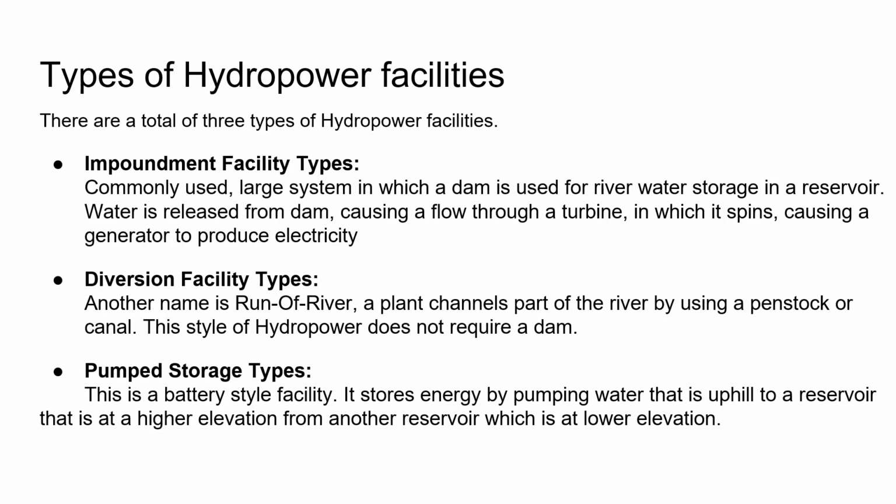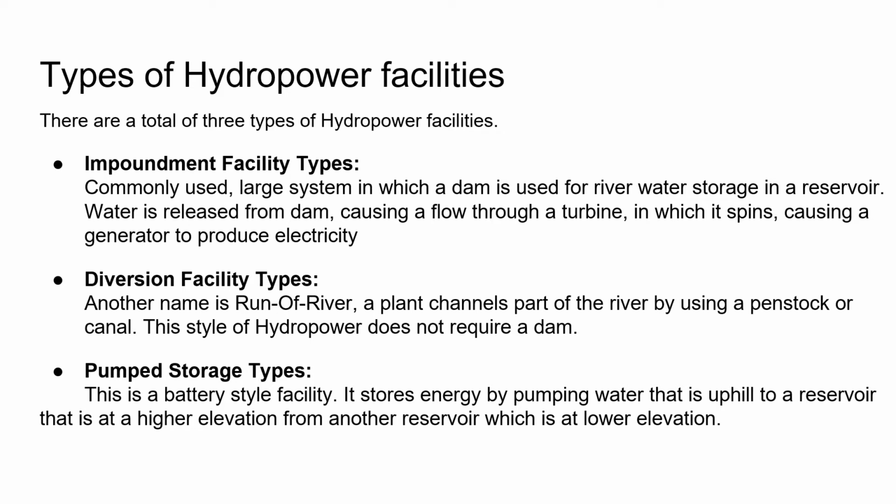There are a total of 3 different types of hydropower facilities, one being impoundment. This is the one that is most commonly used. It consists of a large system in which a dam is used for river water storage in a reservoir. Water is released from the dam, causing a flow through a turbine in which it spins, causing a generator to produce electricity.